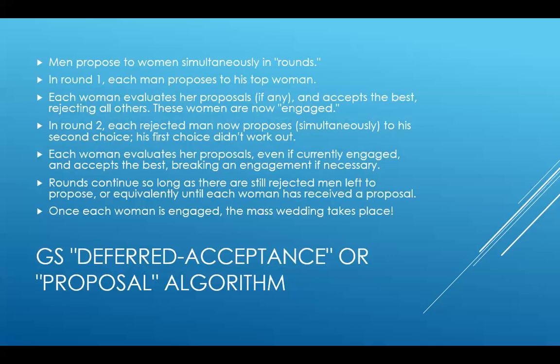So here's what happens. The men who all have their preference list and the women who all have their preference lists are sitting there. And the men, all of them simultaneously propose to their best choice. Okay? The men all simultaneously propose to their top person on their preference list. Now, that means that some women might receive multiple proposals, don't you see? So in round one, each man proposes to his top woman.